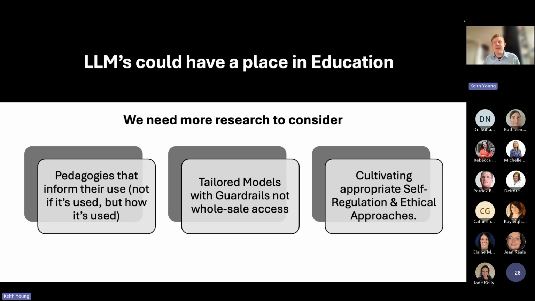The key thing is that pedagogy must inform their use, not if it's used, but how it's used. We need to consider those tailored models, and again, that idea of self-regulation and ethical approaches too. And in terms of how we're trying to navigate that as well, we are starting to see the policy landscape develop from that standpoint.